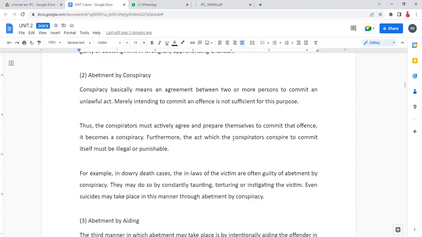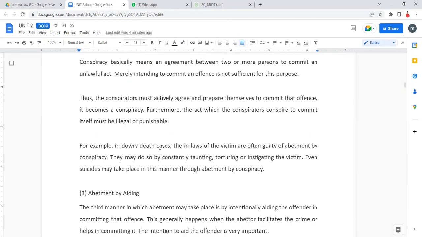The act which the conspirators conspire to commit is in itself illegal and punishable. So conspiracy to commit a crime in itself is punishable, whether they finally succeeded or not. Irrespective of that, it is punishable.